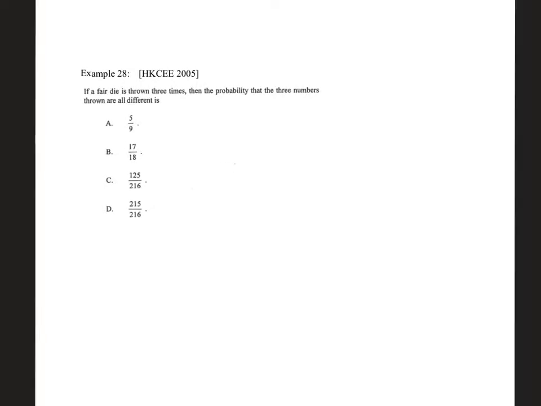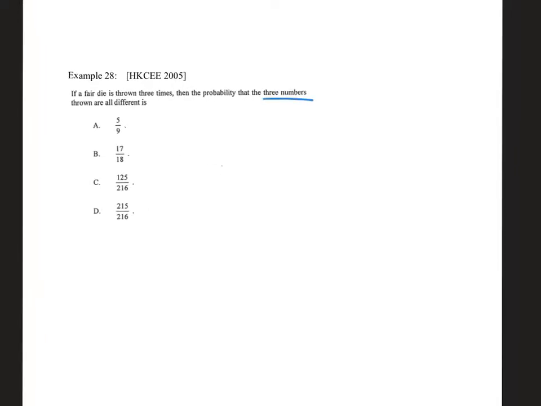In this case, we can use the multiplication law. In this paper question, we are talking about 3 dice, and the keywords are all different. That means we should exclude a case like 1, 1, 2, because two of the numbers are the same. The 3 numbers should be different from each other. The dice is thrown 3 times. It's a fair die, so each number has probability 1/6 of occurring.